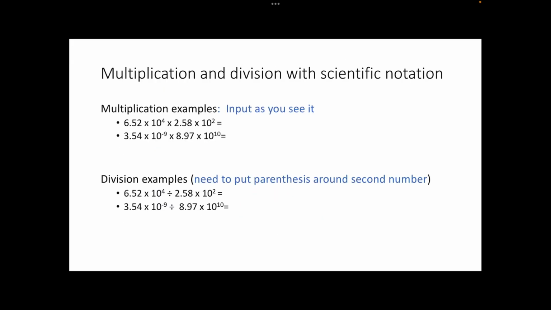All right, so for multiplication and division with scientific notation, multiplication is pretty easy. It's just like addition or subtraction. You input it directly as you see it.